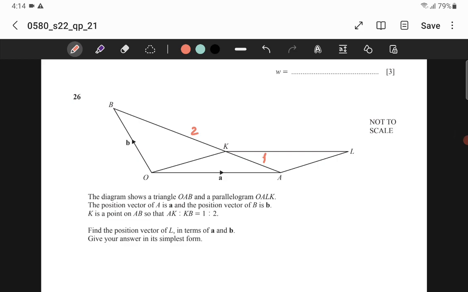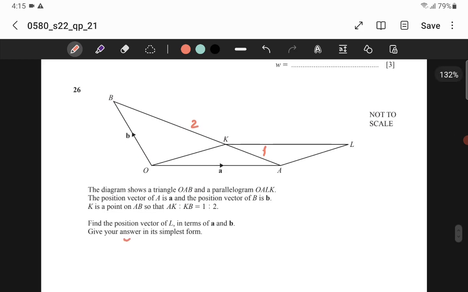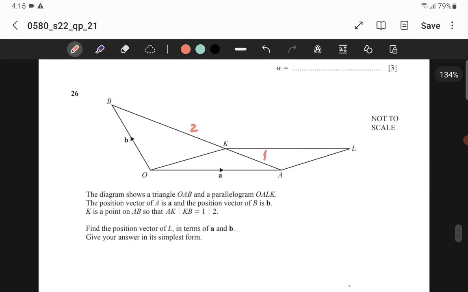Find the position vector of L in terms of a and b. Where is the position vector of L? Okay, to make it clear, I will draw it. It will be here, guys. Ah, that's the one that is being asked, the position vector of L, in terms of a and b. Give your answer in the simplest form.